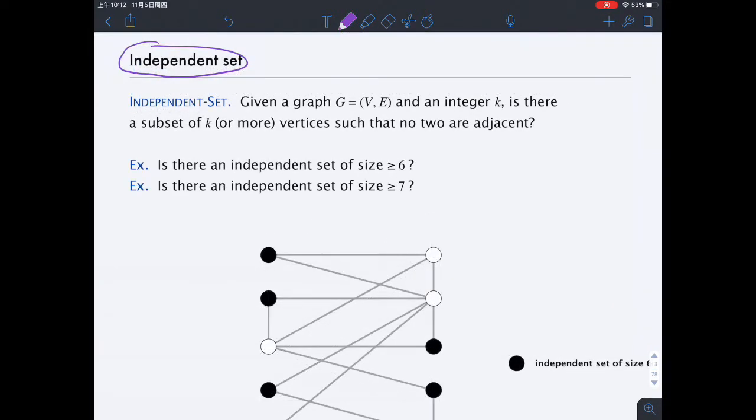Now let's examine the independent set. This is roughly speaking the packing part of the problem. In the independent set problem, we are given an undirected, unweighted graph that consists of an edge set and a vertex set, and an integer k. Our question is whether there is a subset of k vertices such that no two are adjacent.